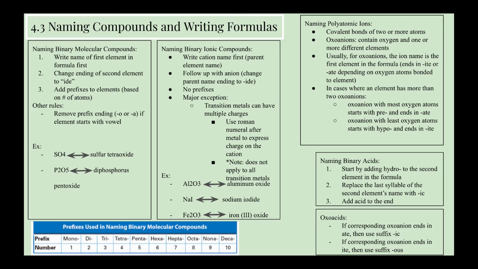For naming binary acids, we start by adding hydro- to the second element in the formula. Then we replace the last syllable of the second element's name with -ic. We also add acid to the end. For oxoacids, we use the corresponding oxoanion name, and if it ends with -ate, then we change the ending to -ic, and if it ends with -ite, we use the suffix -ous. That about sums up naming compounds and writing formulas.